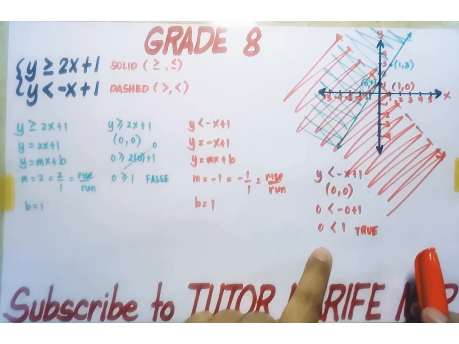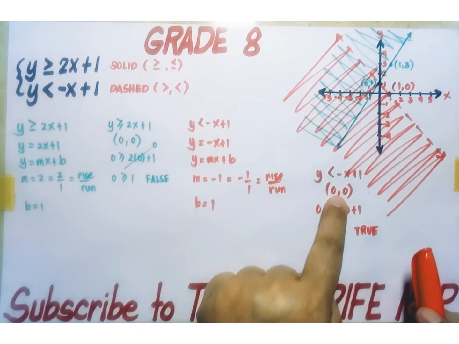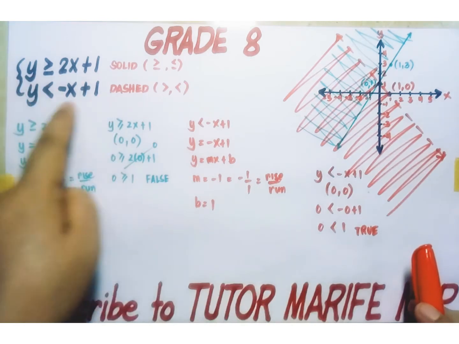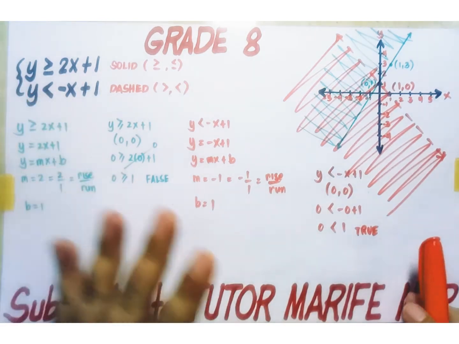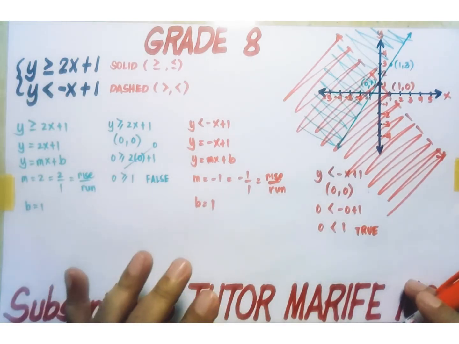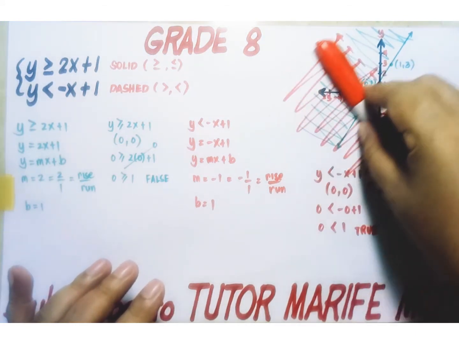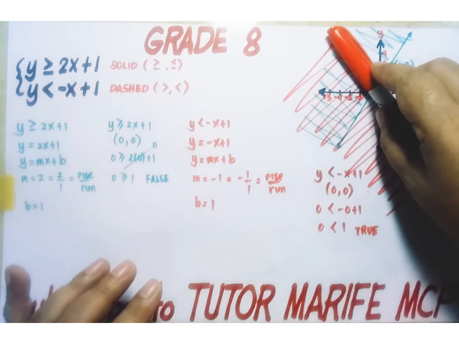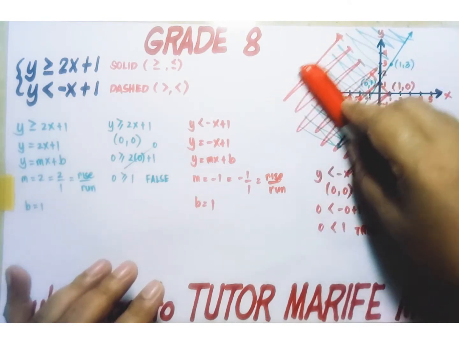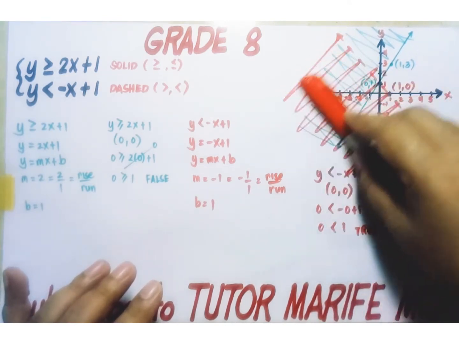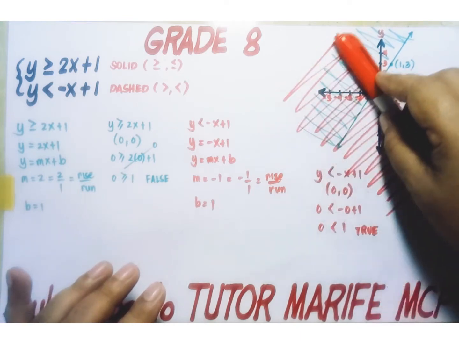If this is a true statement, then the origin is a solution to the second inequality. We shade the half plane containing the origin. This is the origin. This is the half plane containing the origin. So we shade this half plane. This shaded half plane represents the solution set of the second inequality.